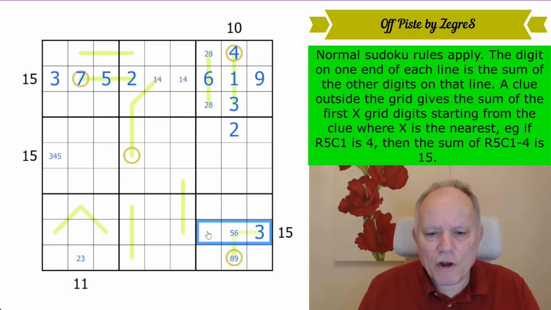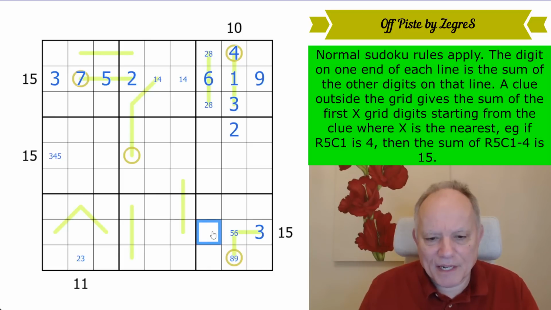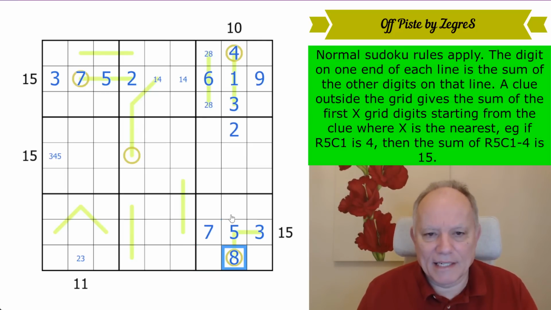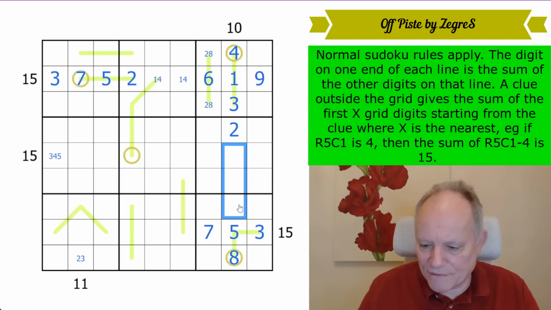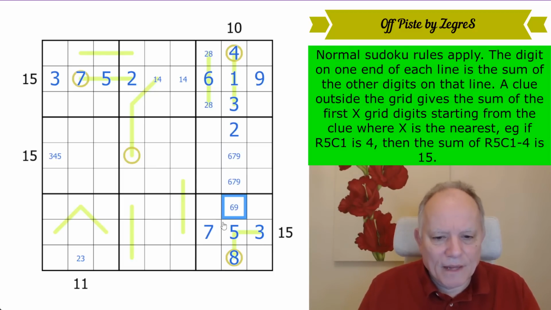And these 3 add to 15. That can't be a 6, or this would have to be another 6. So that is a 5. This is a 7. On the arrow in the circle, that's an 8. And we are rocking and rolling. 6, 7, 9 to place in the column. That one can't be a 7. This is a lovely puzzle. I mean, I really, really, really like how this works.